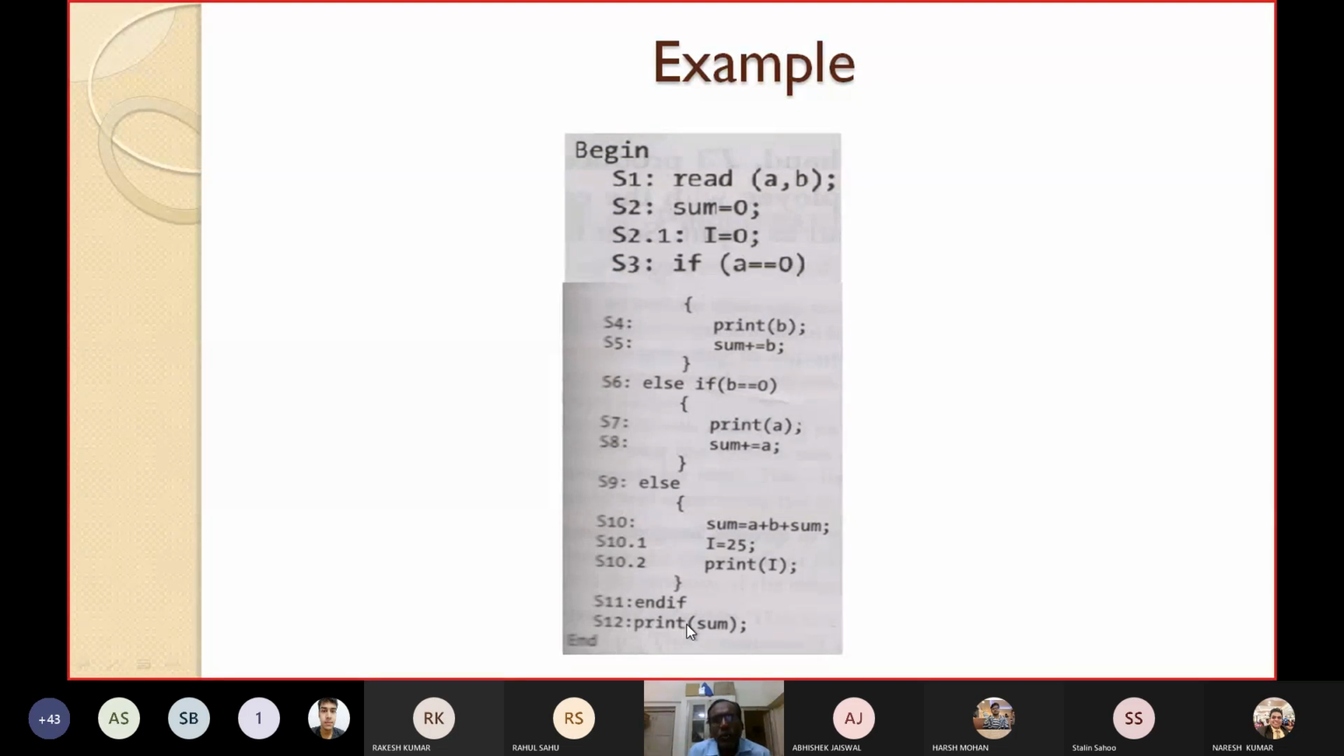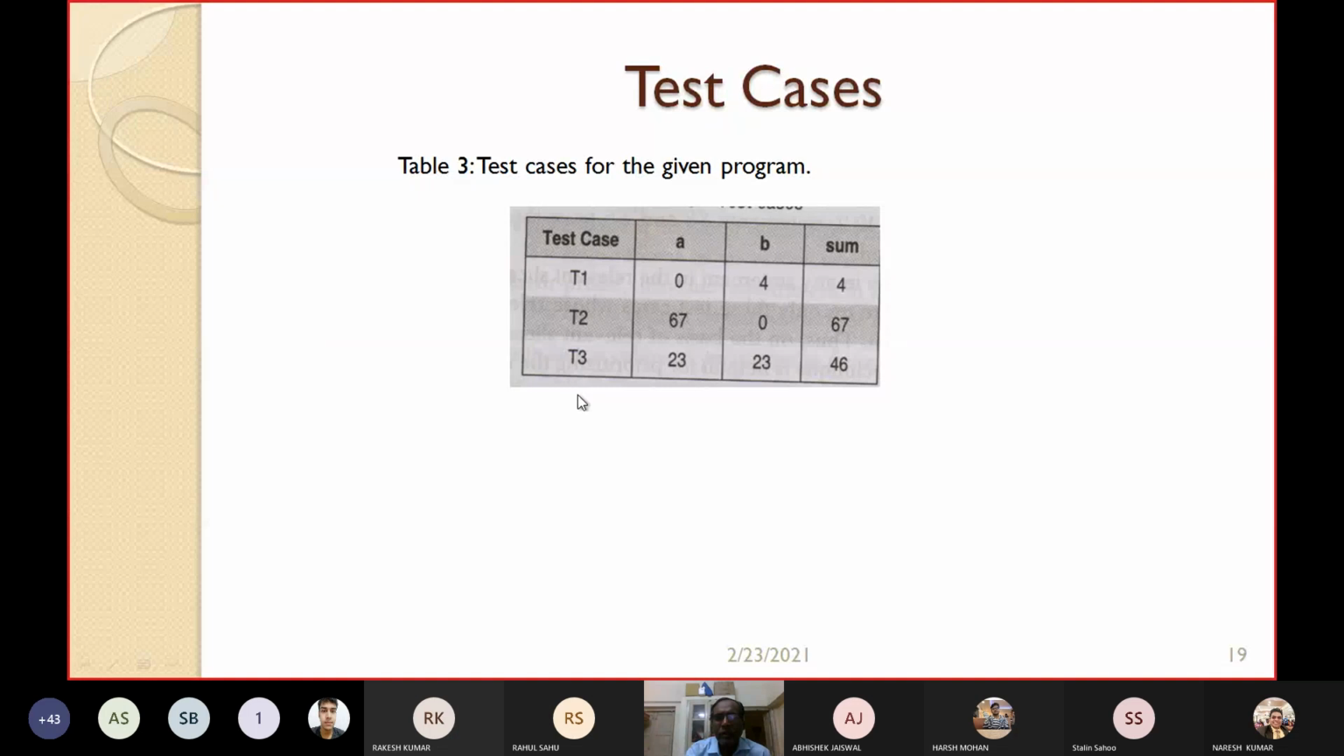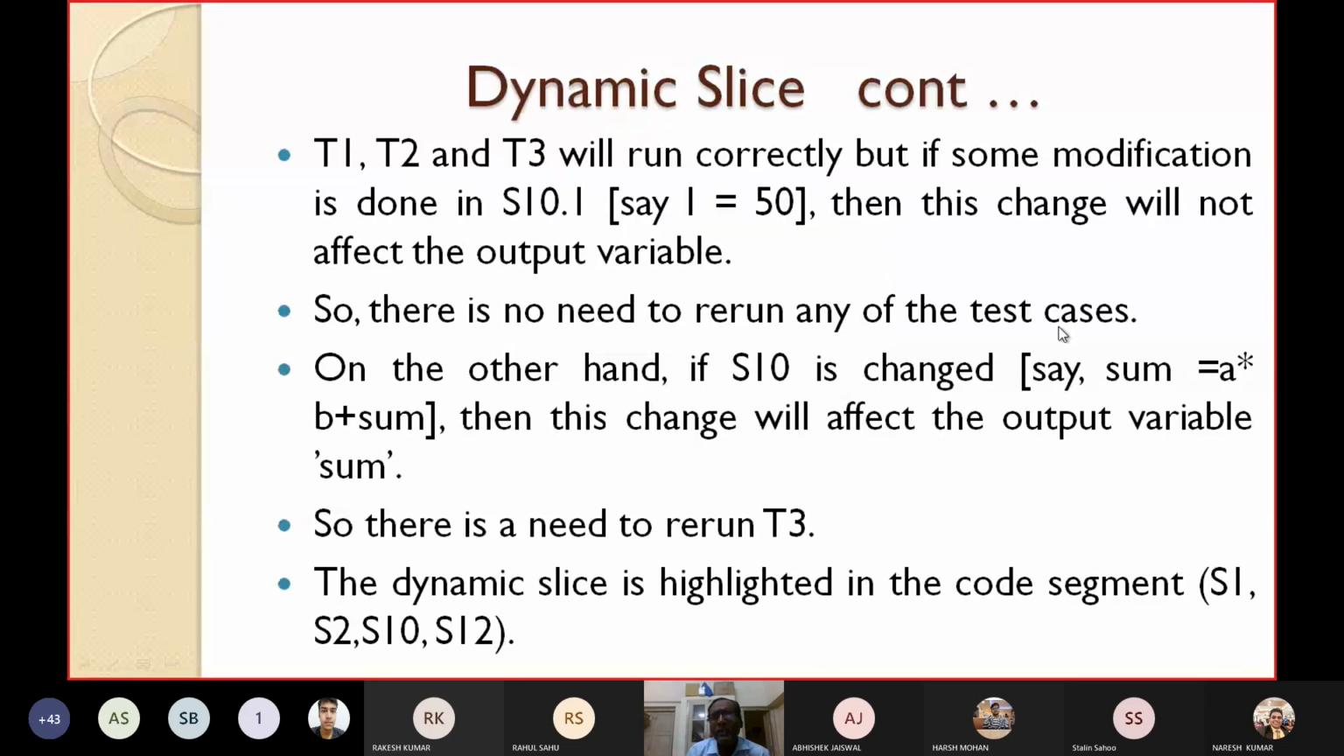So in this way, you compute the dynamic slice, and if you know the dynamic slice, you can prioritize the test cases. That's what you have seen here. If there is a change in line number 10, then only for this given set of test cases, you can prioritize in this way. On the other hand, if S10 is changed, like that plus is replaced with the star, then this change will affect the output variable sum. Hence we need to rerun only test case T3, not T1 and T2. The dynamic slice is highlighted in the code segment.